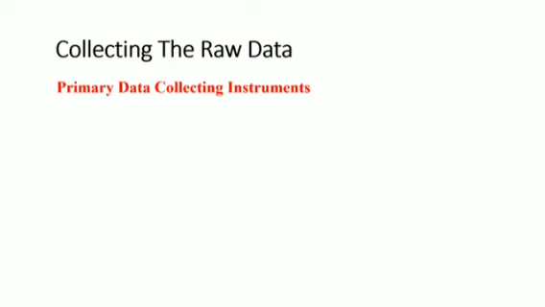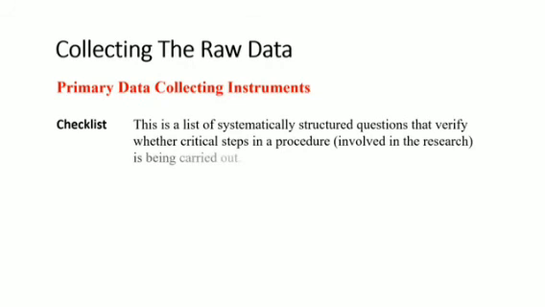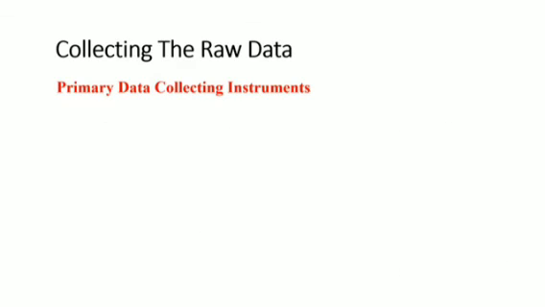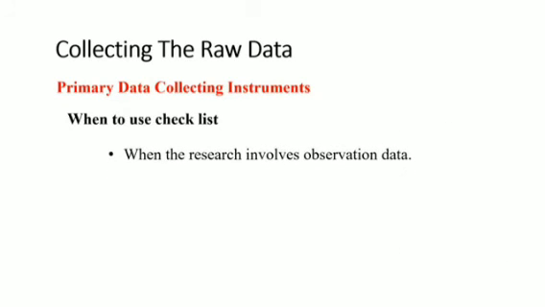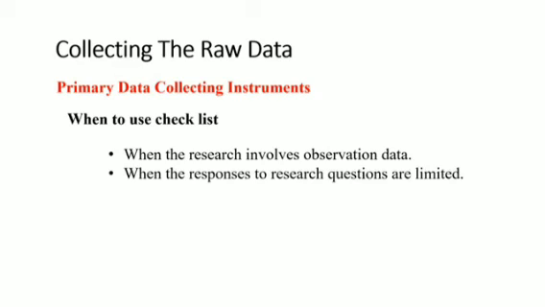The final data collecting instrument we are going to look at is the checklist. This is a list of systematically structured questions that verify whether critical steps in a procedure involved in the research are being carried out. Here is an example of a checklist. Checklists are generally used in observation data, and are also used when the responses to research questions are limited. Here is an example of some limited research responses.